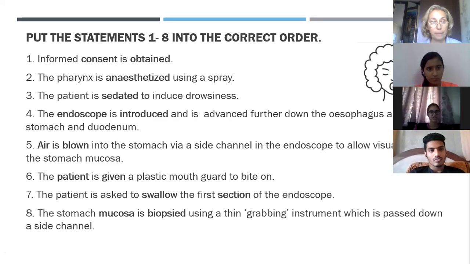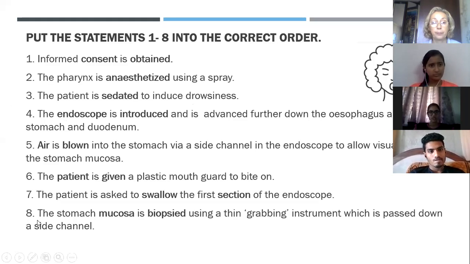Sedation. The patient is sedated to induce drowsiness. And what is the next? The pharynx is anesthetized using a spray. What is number 4?